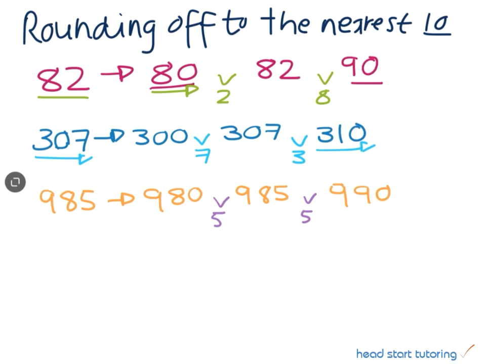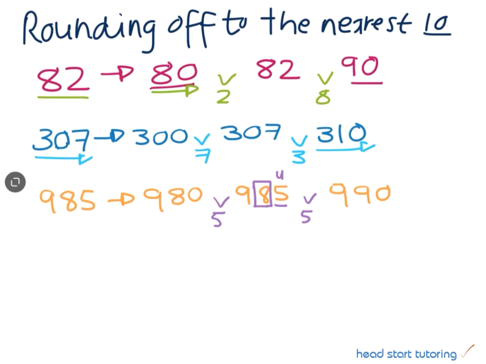So when we're looking at an example such as this, we need to understand a different rule. When you are rounding off to the nearest 10, so we're looking at the tens place value, we've got 8 tens at the moment in this number 985. We need to then have a look at the place value to the right of our tens, which is our units, and we see that we have 5 units there.